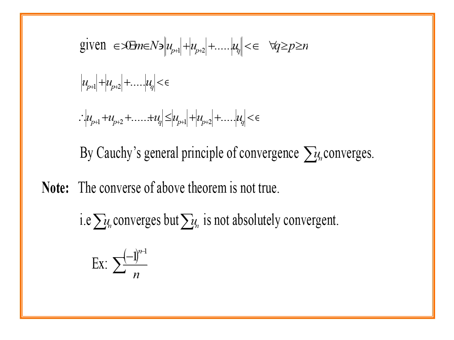Now a note point. What is our note point? The converse of the above theorem is not true. That is, sigma u_n may converge but not be absolutely convergent. It means the series converges, but whether its modulus converges or not, we don't know. So sigma u_n converges, but its modulus may be convergent or divergent. For example, sigma (-1)^(n-1) by n. We can't say clearly from the theorem alone.